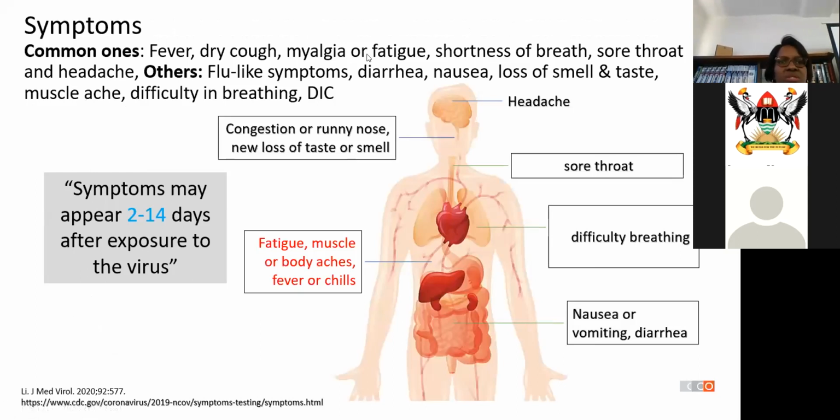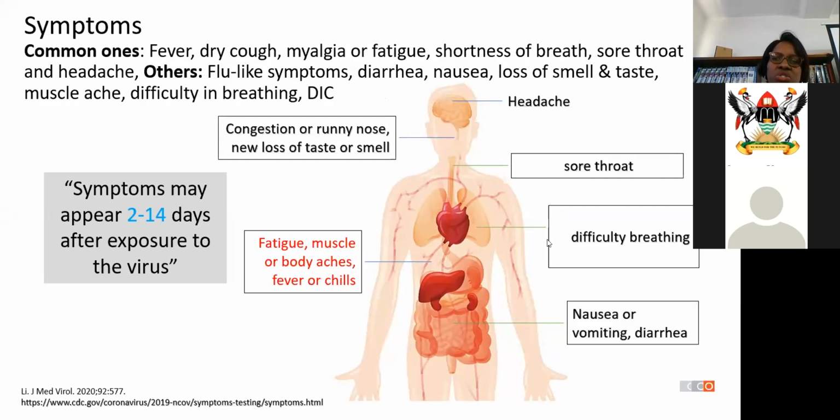So the symptoms include the common symptoms, which include fever and a dry cough. It starts off as a dry cough, but as you go along the course of disease, it tends to get wet. Then myalgia or fatigue, extreme weakness with joint pains, shortness of breath, sore throat, and headache. Other symptoms include flu-like symptoms, diarrhea, nausea, loss of smell and loss of taste, muscle aches and difficulty in breathing, and eventually some patients will get a DIC kind of manifestation.